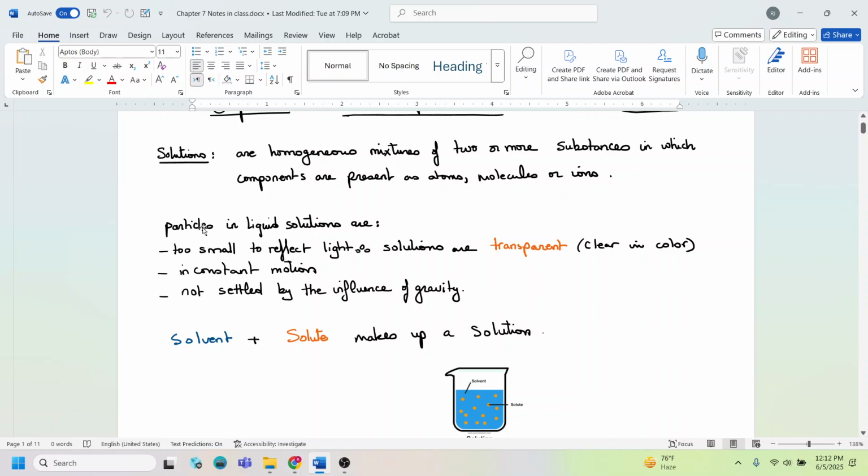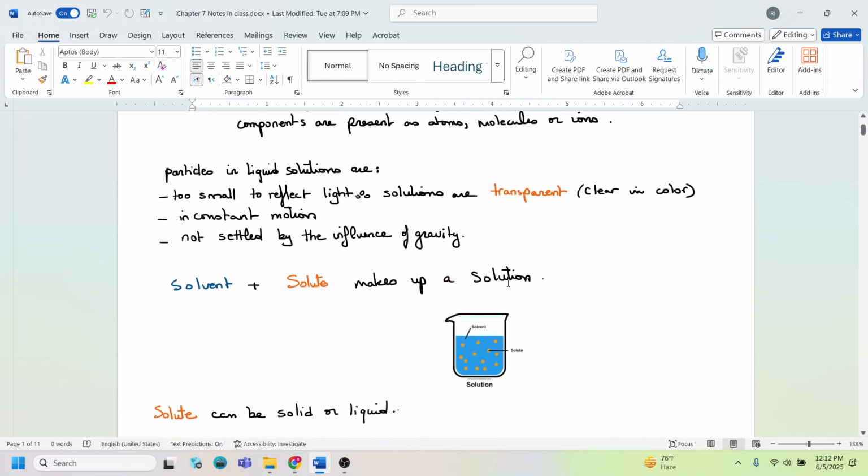And remember that particles do exist in solution, and they are in constant motion. So they are moving constantly. However, they are so small that they do not precipitate. So you don't see any precipitation in there. This is why you see a homogeneous solution in there that is transparent.